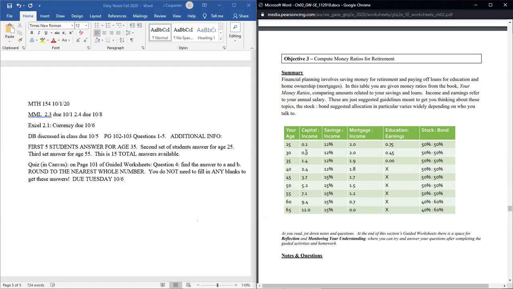Now these numbers get bigger and bigger as you get older and older, eventually to 12 when you're 65. Now you might be thinking, how am I supposed to have 12 times as much money set aside if I'm only making 1 times that? If I make $100,000 a year, how am I supposed to have $1.2 million set aside?